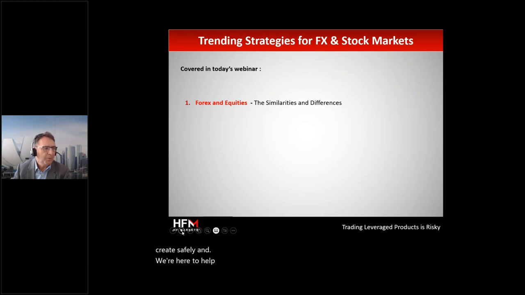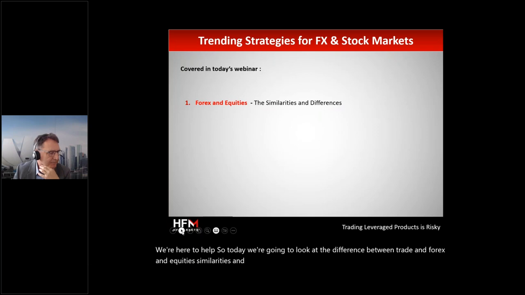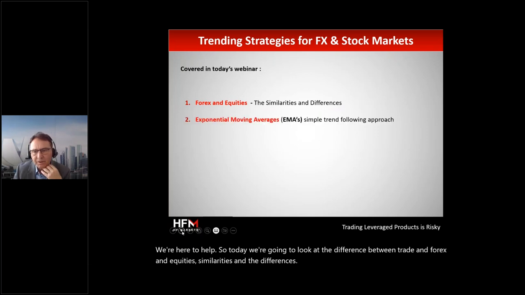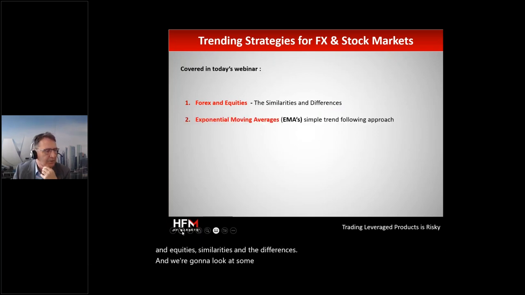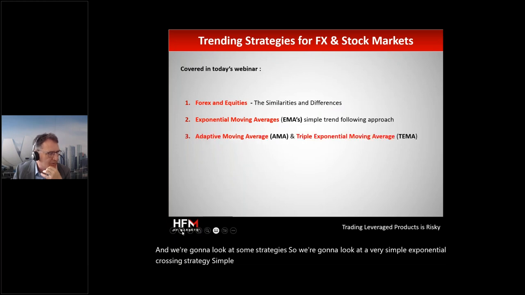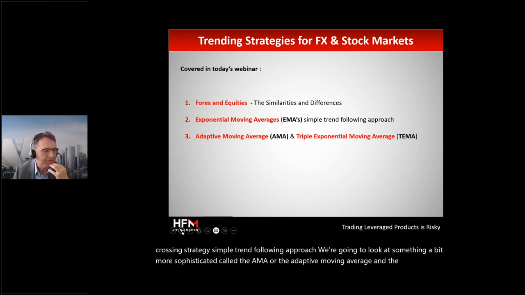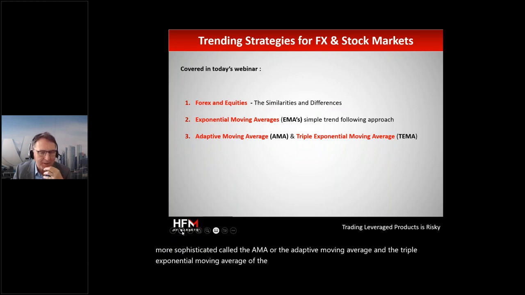So today we're going to look at the difference between trading Forex and equities, similarities and differences. And we're going to look at some strategies. We're going to look at a very simple exponential crossing strategy, a simple trend following approach. We're going to look at something a bit more sophisticated called the AMA, or adaptive moving average, and the triple exponential moving average, or the TEMA. The AMA and the TEMA, individually and combining them, are they any better than a simple or exponential moving average? We'll see.